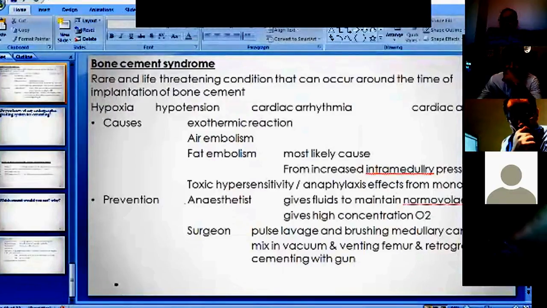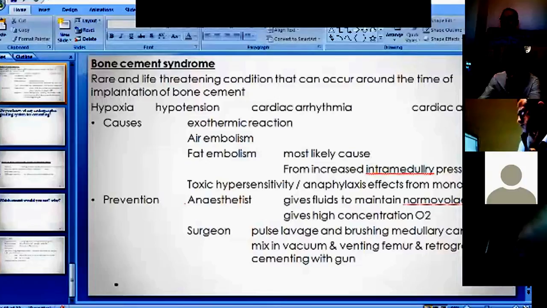Now, the next question the examiner could ask you, and it is a higher order thinking question, is how do you prevent this syndrome? And the way you approach it is, again, classify. So what the anesthetist can do and what the surgeon and the surgical team can do. The anesthetist gives fluid to maintain normovolemia. The anesthetist gives a high concentration of oxygen. These are the steps that could be taken by the anesthetist.